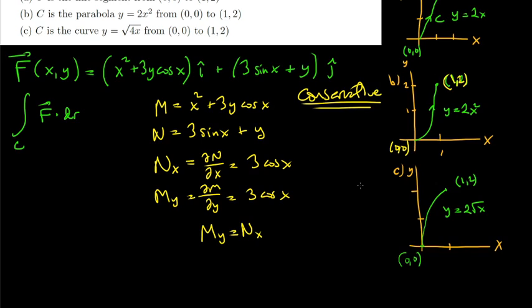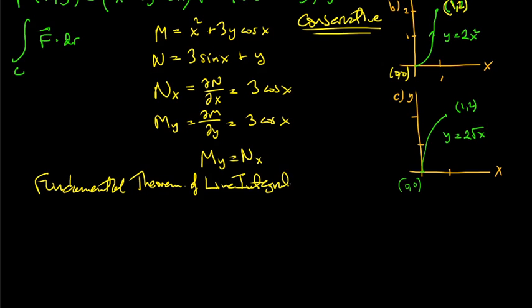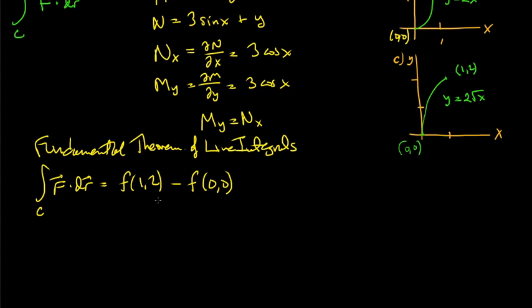Okay. So this is where we can use the fundamental theorem of line integrals. It's just like the fundamental theorem of calculus, just a bit more general than that. But the idea is the same, right? The line integral of the vector field F is just going to be the value of the potential function at the final point, (1, 2), minus the value of the potential function at the initial point, (0, 0). Right? So, well, we need to find the potential function, right? We need to find little f.